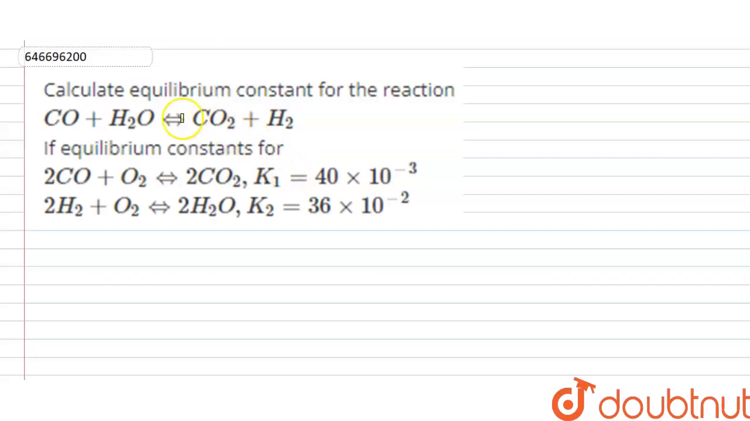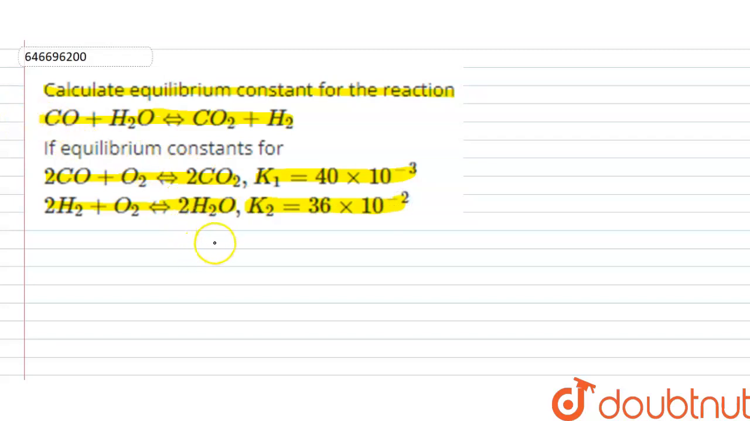Everyone, let's start the question. So the question says that calculate equilibrium constant for the reaction CO plus H2O gives rise to CO2 plus H2, if equilibrium constant for 2CO plus O2 gives rise to 2CO2 and the equilibrium constant is K1, that is 40 into 10 to the power minus 3, and the second equation is 2H2 plus O2 gives rise to 2H2O and the equilibrium constant K2 is 36 into 10 to the power minus 2. So let's see the solution.